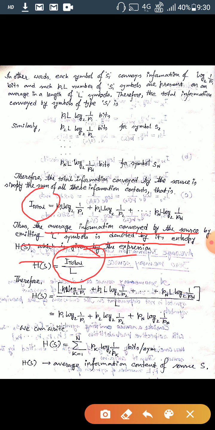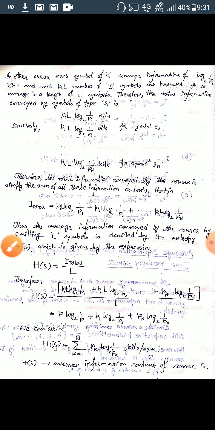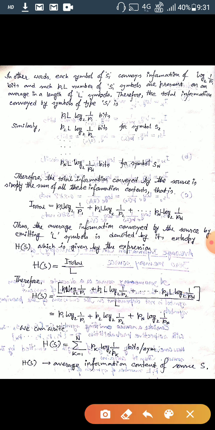If you divide I total by L, then each and every term of the information has L present. Look, here L is present, here also L, here also L. If you take this L common, then numerator and denominator L will cancel each other. So ultimately the value of H(S) will become this one.